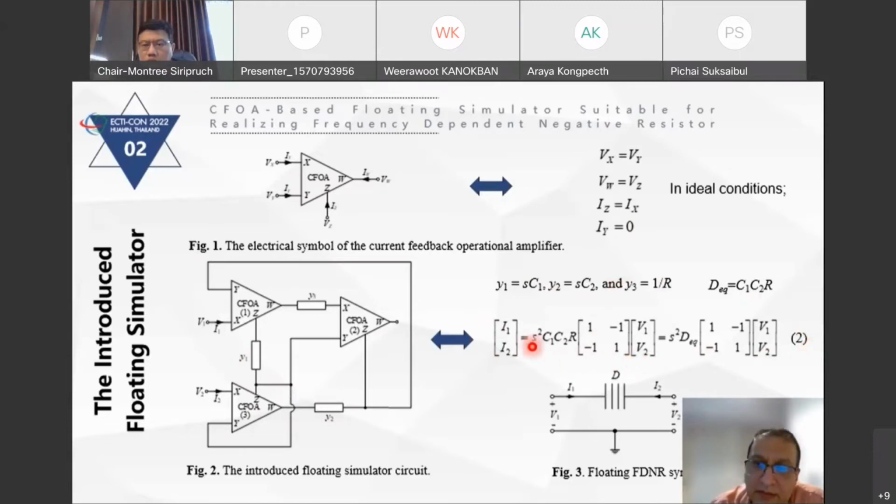And you can see that we have a term of s squared C1 C2, which means here we have a frequency dependent negative resistor with value D. D is equal to C1 C2 R. And in figure 3, the electrical symbol of the FDNR is shown.